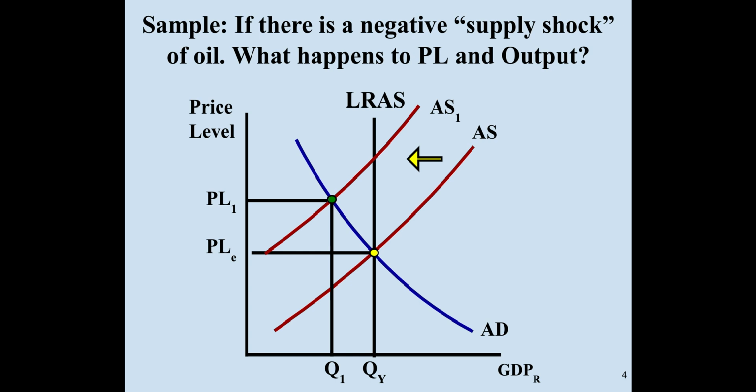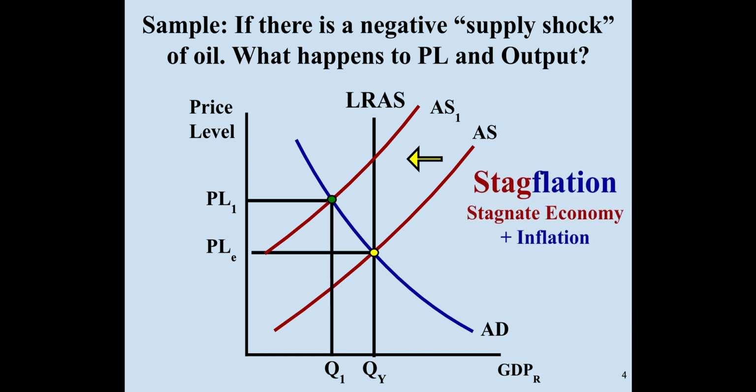With a new aggregate supply line, a decrease, our price level increases and our quantity decreases. This is what's called stagflation. It's a stagnant economy plus inflation. It's still considered a recessionary gap.